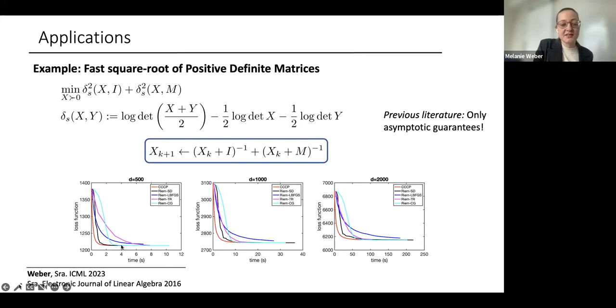Here you see in red the CCCP procedure, so basically just performing this fixed point iteration. And then here we compare that with a range of state-of-the-art Riemannian optimization methods. And we see here that the CCCP procedure performs very competitively for different sizes of inputs.